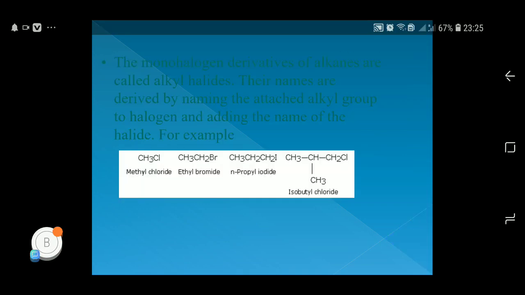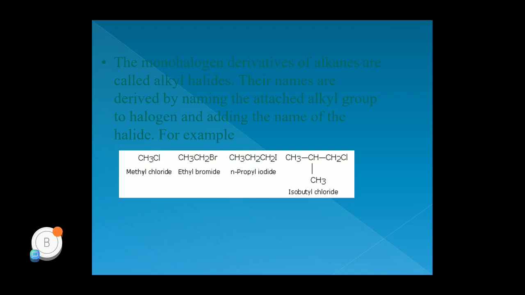First is the haloalkane. Halo represents the halogen series, halogens like fluorine, chlorine, bromine, iodine. Alkanes means CnH2n+2. This is a saturated compound, alkane. When we replace one hydrogen from this alkane by a halogen, we will get the haloalkanes.